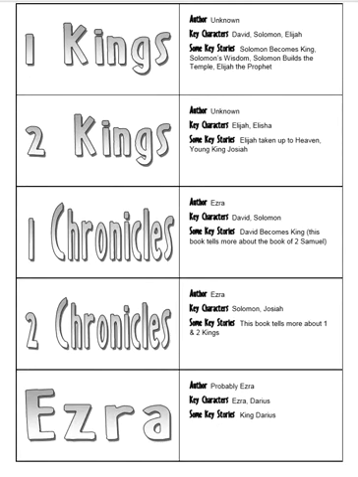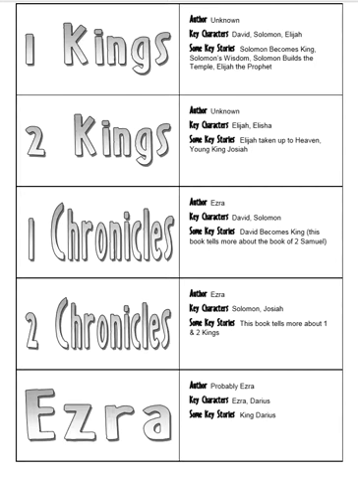1 Kings. Author unknown. Key characters: David, Solomon, Elijah. Some key stories: Solomon becomes king, Solomon's wisdom, Solomon builds the temple, Elijah the prophet.